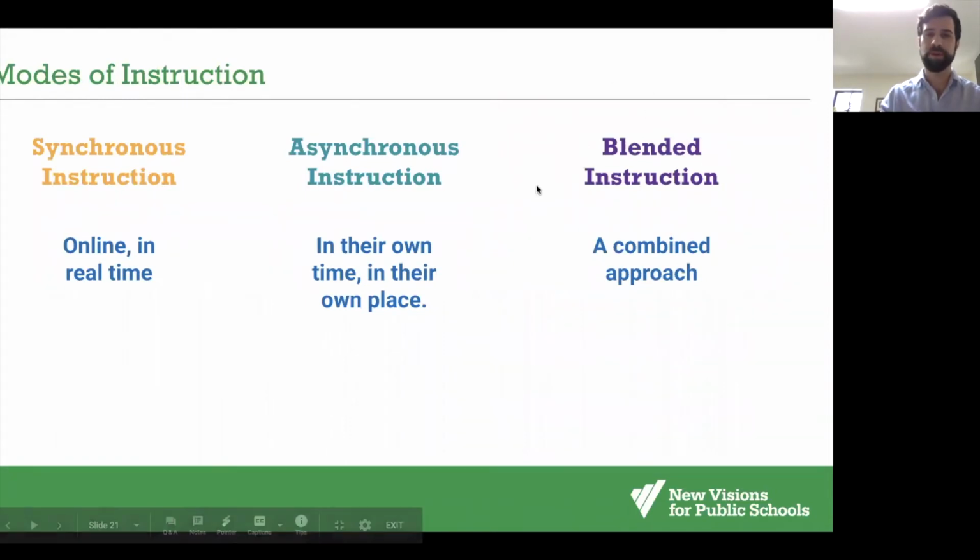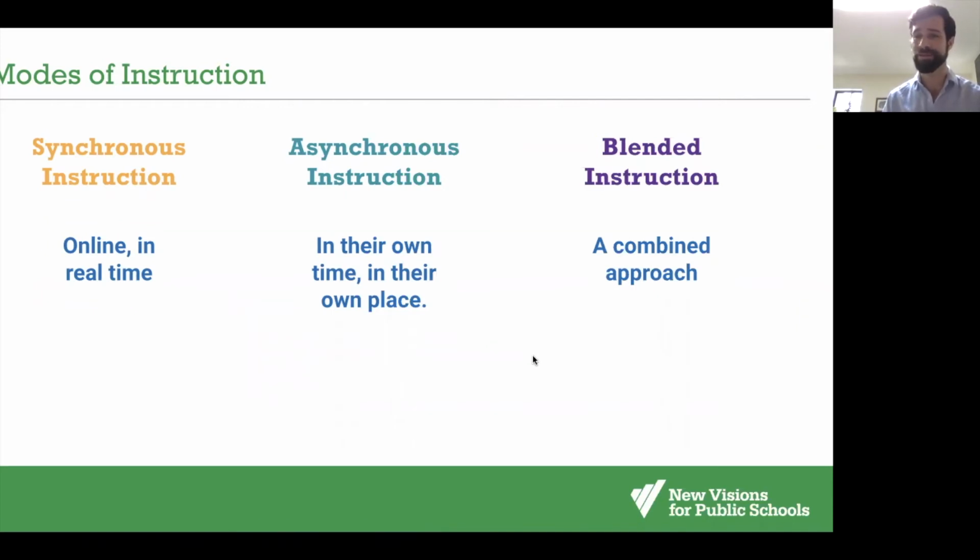And before we finally do get into that overview, I want to make sure that we're all on the same page about these terms that may be new to some people. Synchronous instruction just means online in real time, like we're doing right now. We're all at the same place at the same time. Asynchronous instruction is students working in their own time at their own pace. And then finally, blended, as you might guess, is a combination of those two.